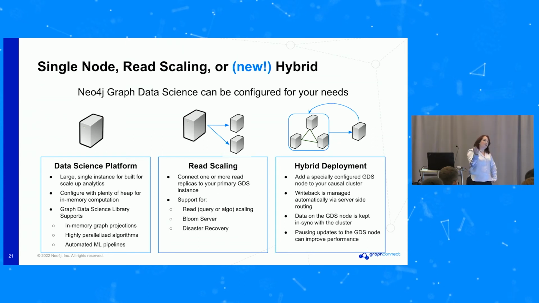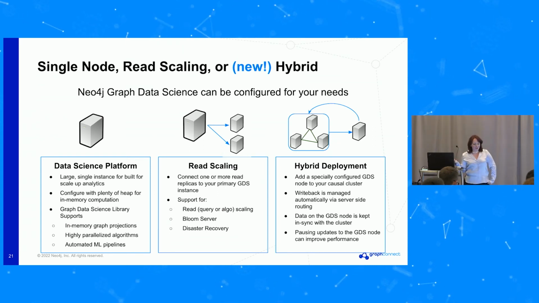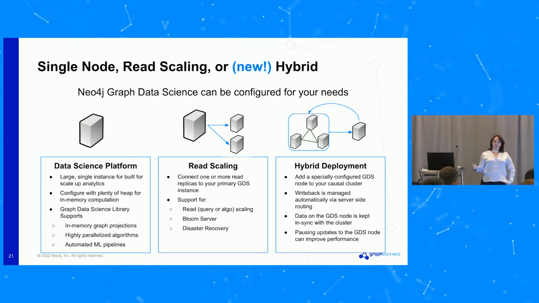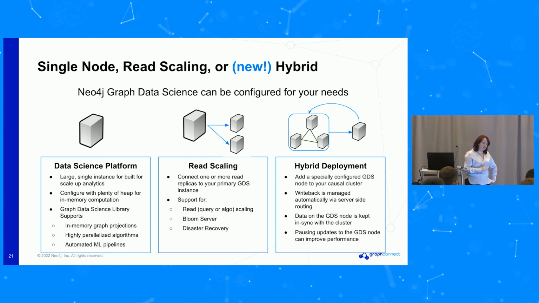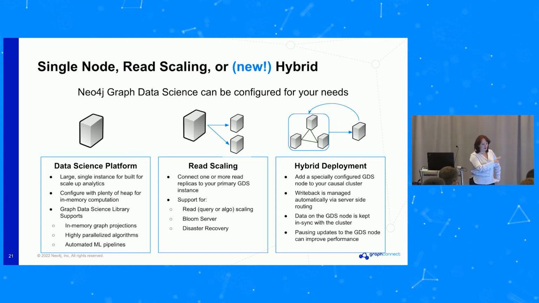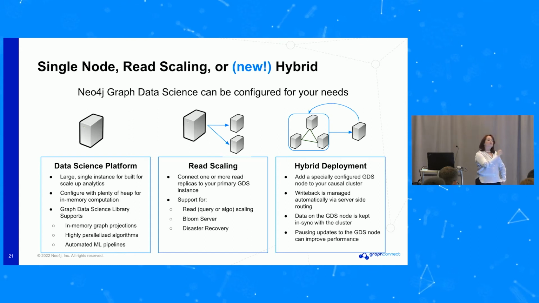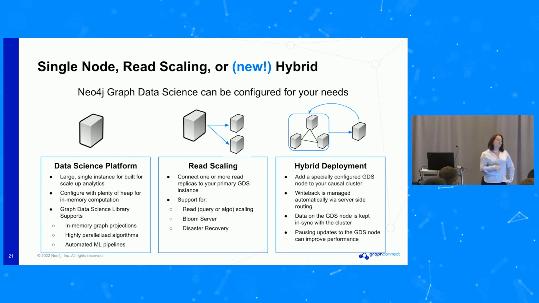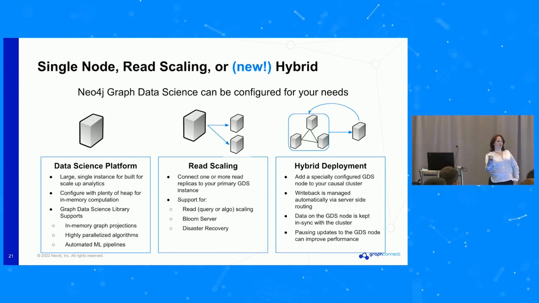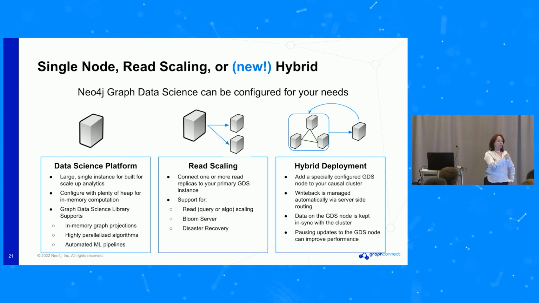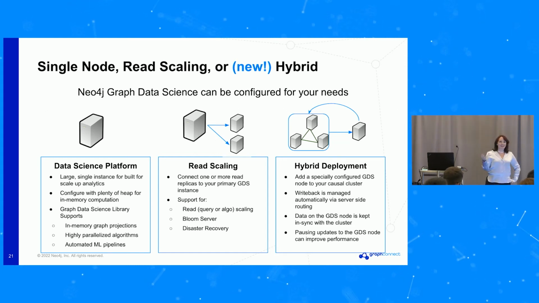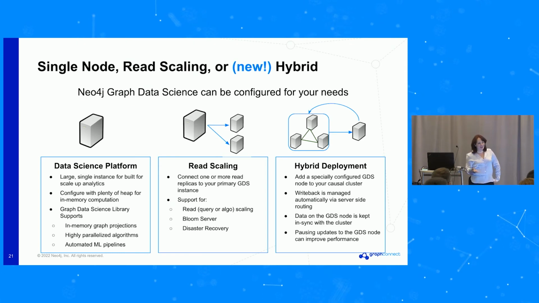But a lot of people need more flexible deployment options. A few releases ago, we introduced the ability to add read replicas to your GDS instance. So I have my primary compute instance running GDS with all my data. Then I can add read replicas that keep that same data in sync for read scaling if I need to run queries. Or maybe I want to have a Bloom server that's not fighting for resources with my primary node. Or maybe I want disaster recovery, where if my data science team happens to kill the database, I've got another copy.